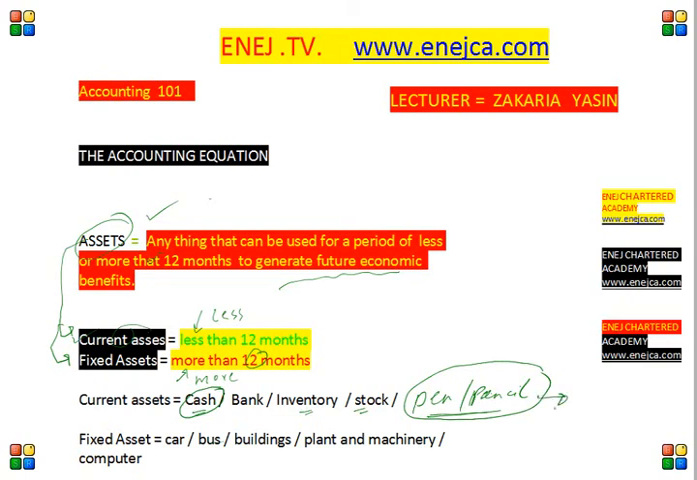within 12 months. Now coming back to a few examples of fixed assets, what we have is car, bus, buildings, plant and machinery, computer. Suppose for example you bought a new laptop. What do you think? Will you use it for a period of less than 12 months? No. When you bought a laptop with maybe 350 pounds, you thought you will be using this for a period of 1 or 2 years.